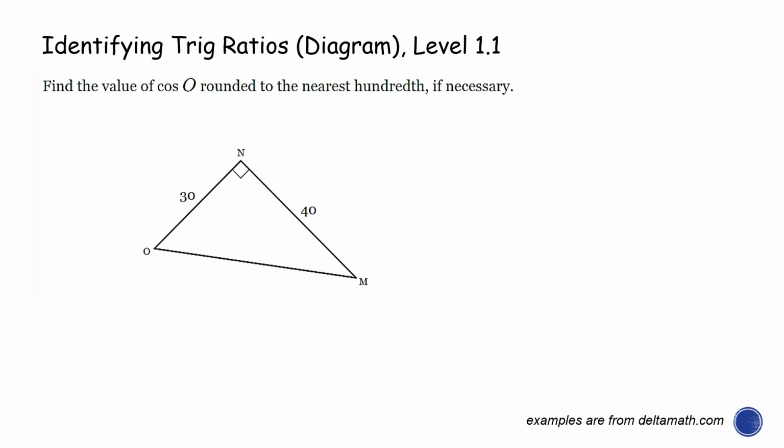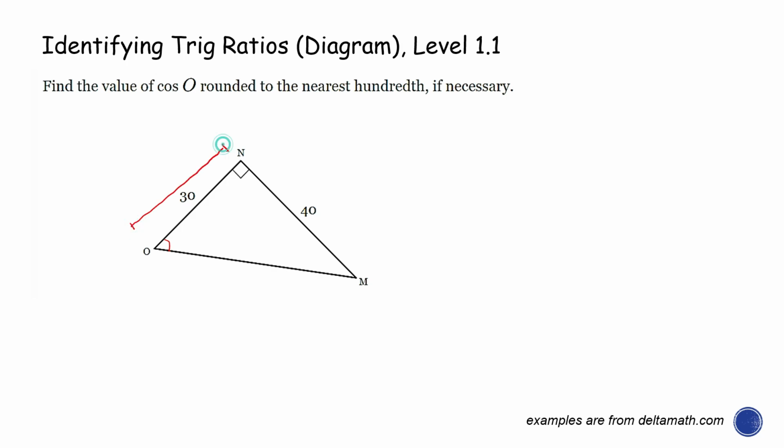Okay, so we have a diagram here, and the problem states: find the value of cosine O, rounded to the nearest hundredth if necessary. The first step is we need to locate where angle O is, and it's right here. As we all know, cosine is equivalent to the adjacent side over the hypotenuse.